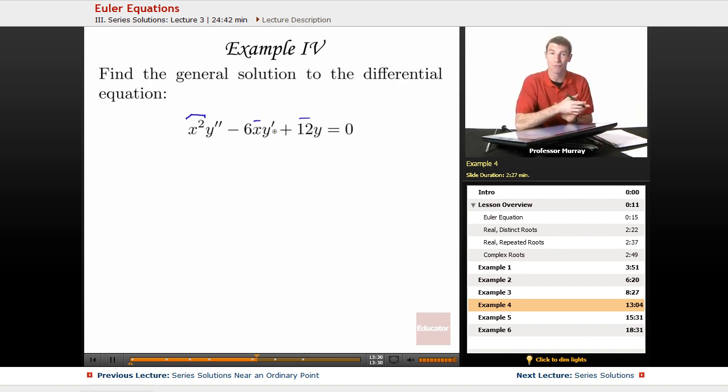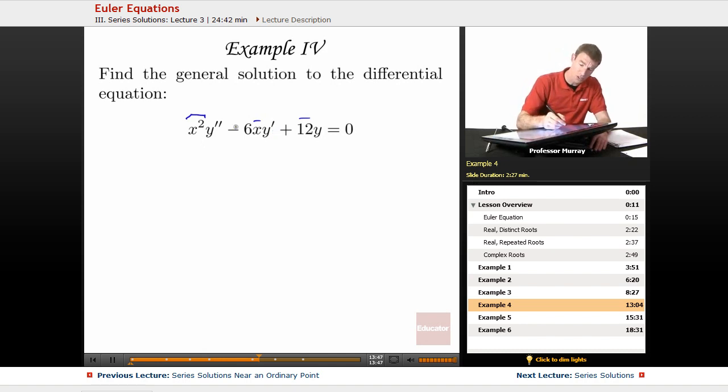If it doesn't fit that format, then you're really out of luck. You've got to use some other technique, which will almost certainly be more complicated. So it's worth checking if something is an Euler equation. If so, these things are really pretty quick to solve. But if not, then you're going to have to do something that's probably going to be much more lengthy.